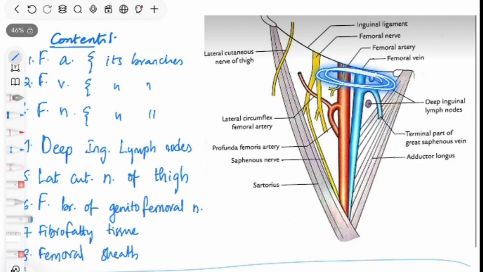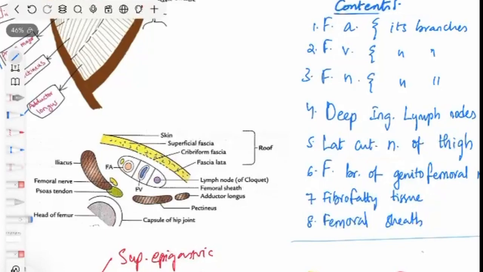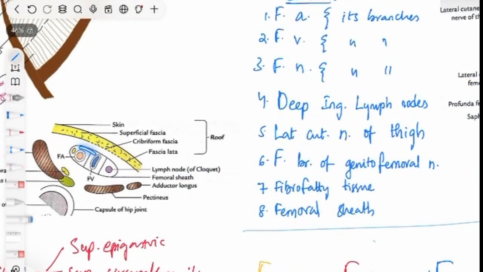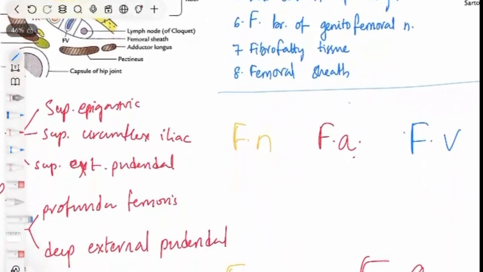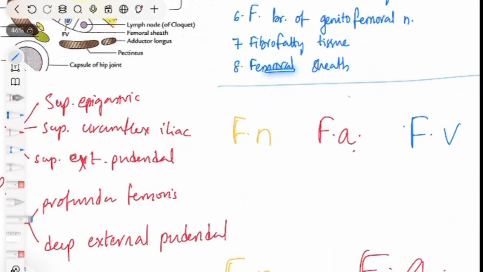You can see it in this diagram very clearly. This is the femoral sheath, this is the femoral nerve. The femoral artery is present here. This is the lateral side and this is the medial side. The femoral vein and the lymph node of Cloquet. So these three are the contents of the femoral sheath.